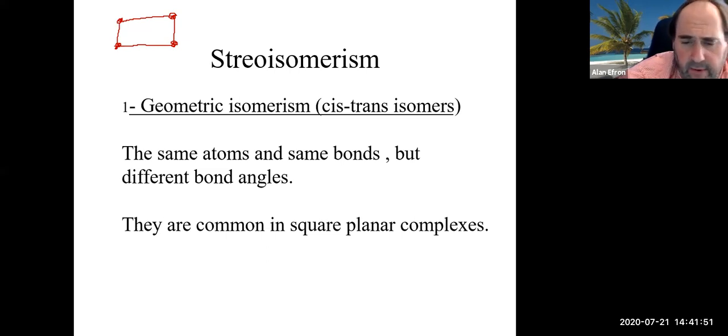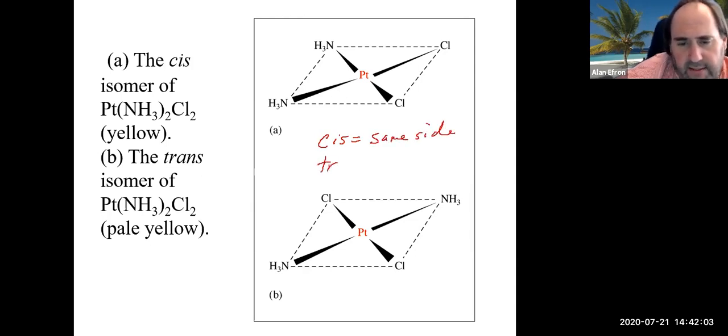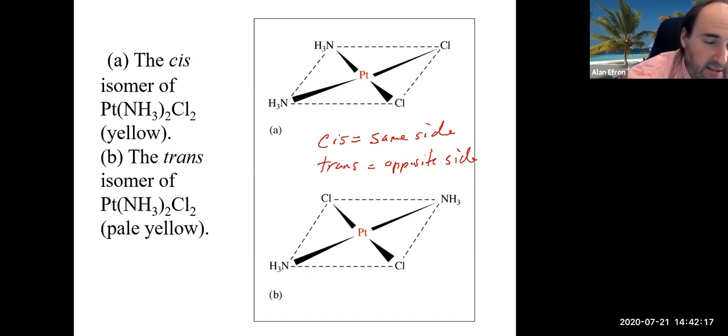And when we look at an example of this in terms of cis and trans, cis means basically the same side, and trans basically means the opposite side. You come across cis and trans a lot in organic chemistry if you go on to take that. In organic chemistry, what we usually talk about with cis and trans is the double bond. There's a double bond, and either the groups are on the same side of the double bond or they're on opposite sides of the double bond.